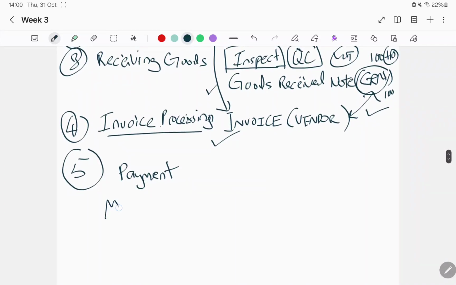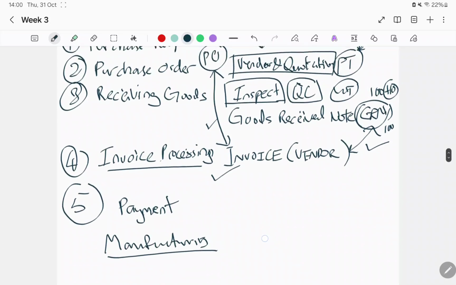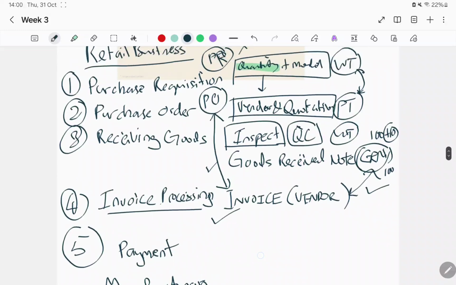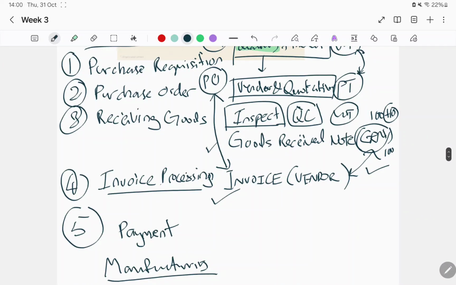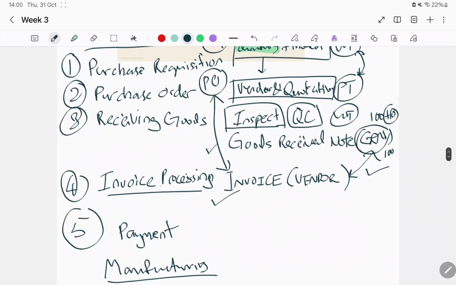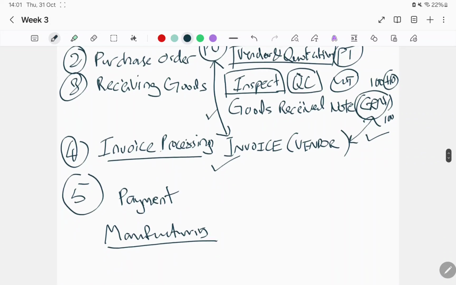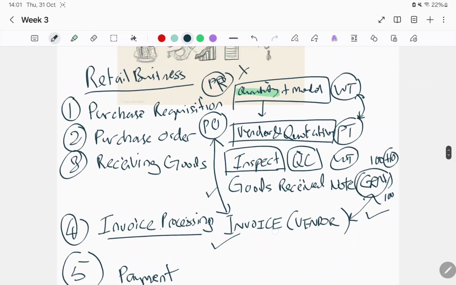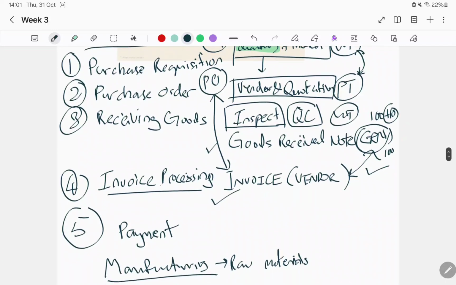What about manufacturing? I'd like to pull your attention to manufacturing businesses. Manufacturing businesses also go through the same process from 1 to 5. Instead of requesting goods, they will maybe request raw materials. They will look at the raw materials. And by the way, this process is also valid for other purchases.